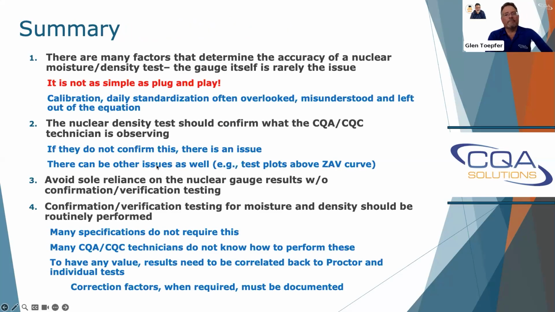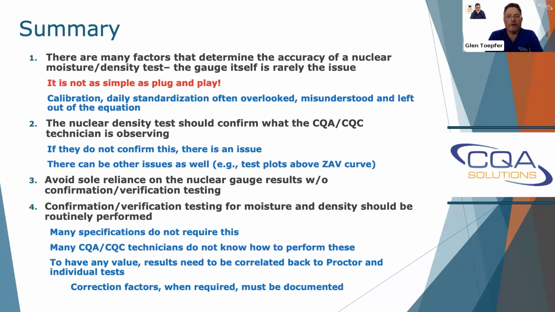So in summary, really in closing here, there are many factors that determine the accuracy of a nuclear gauge test and whether it's valid. There are instances where the gauge is going to be incorrect if you didn't get it calibrated, if the standardization wasn't done properly. Those are the two major ones. It's not as simple as plug and play. Calibration needs to be done.